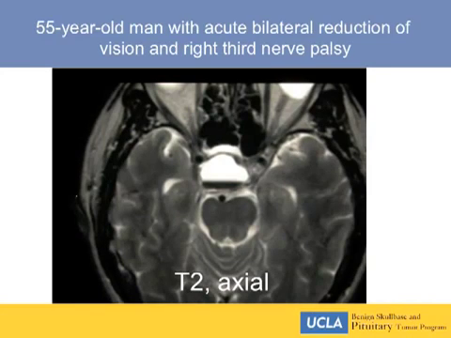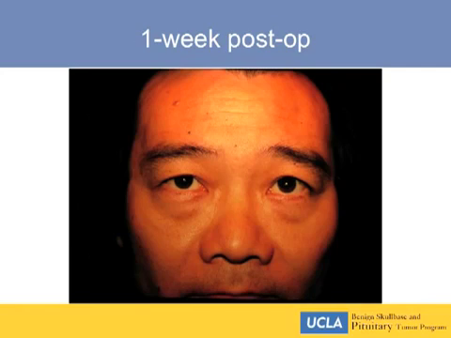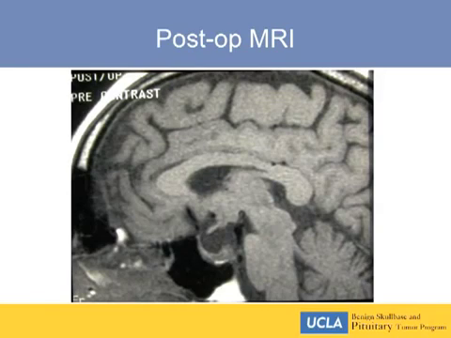And in the T2. And what's interesting about compression of the visual pathway is if you act quickly, the recovery of vision is quick. And same with cranial nerves as well. Cranial nerves, of course, are more resilient than the optic nerve is. But the speed of decompression affects the speed of recovery. And within 1 week, this gentleman had recovered normal vision in each eye and had mild residual third cranial nerve weakness, which subsequently continued to clear. And here's his post-op MR.